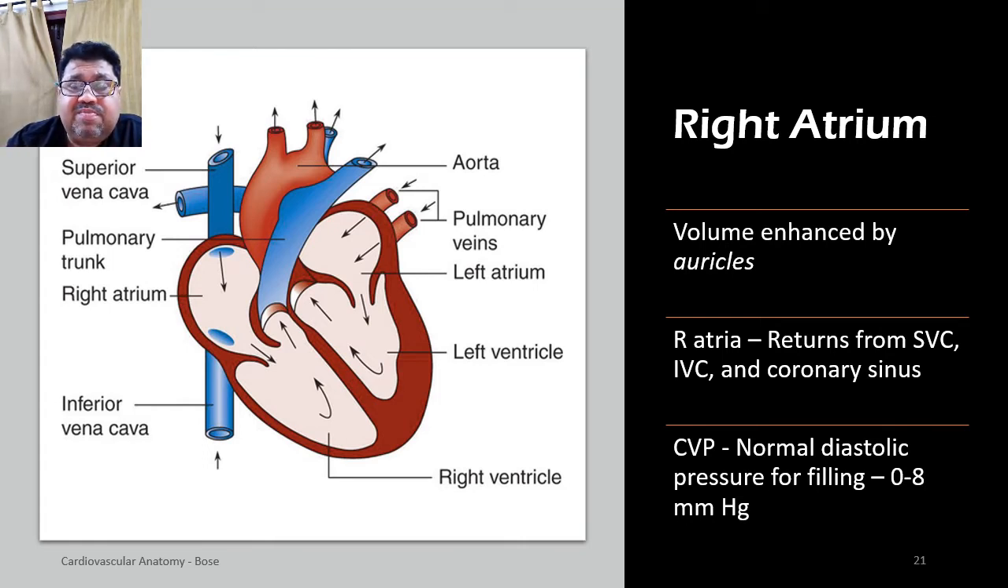The right atrium receives blood, which is deoxygenated, from three major vessels. These vessels are the superior vena cava that collects venous blood from the head and upper extremities. The other vein is the inferior vena cava that collects blood from the trunk and the lower extremities. And finally, the coronary sinus collects venous blood specifically coming from the heart itself.